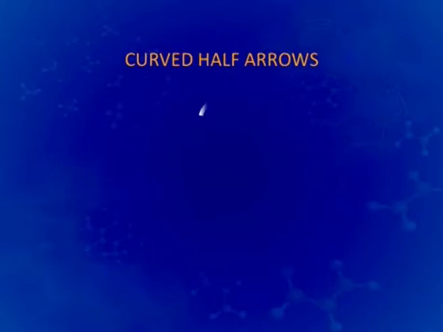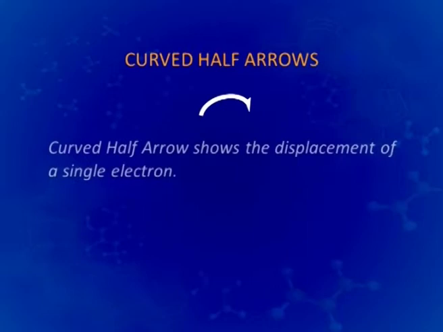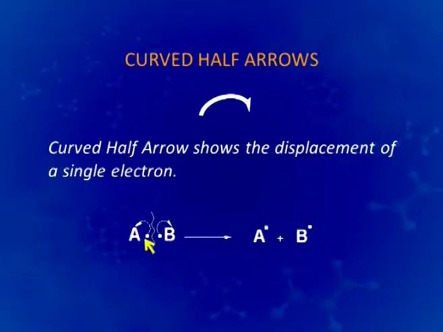Then we have a depiction with curved half arrow which shows displacement of a single electron. So, what we saw in the case of homolytic fission is actually by the depiction of curved half arrow, which shows each electron moving to the respective atoms, leading to the formation of radicals. This is how the curved half arrow is used.